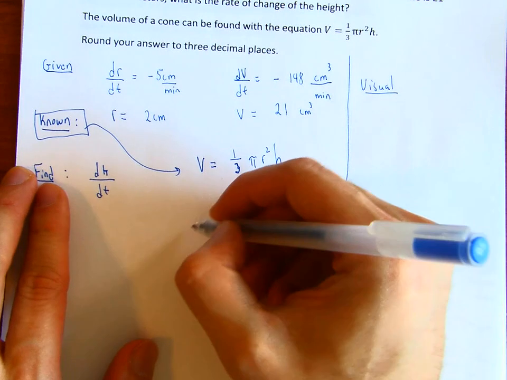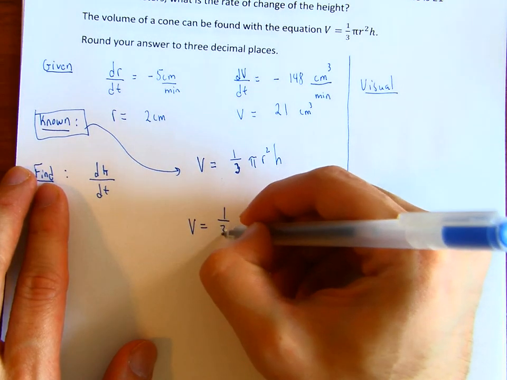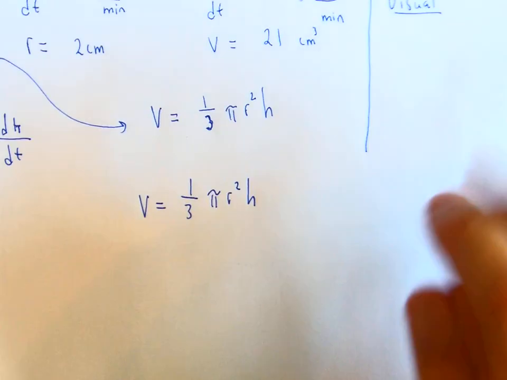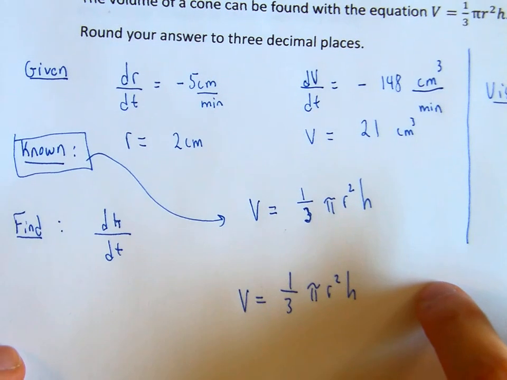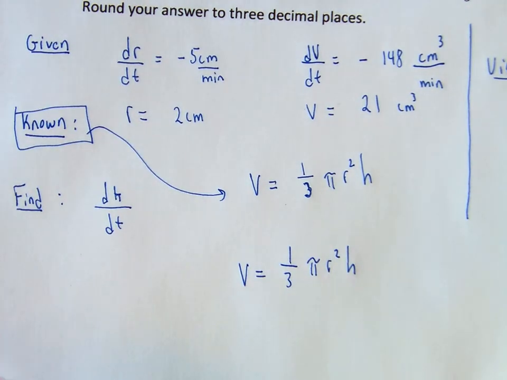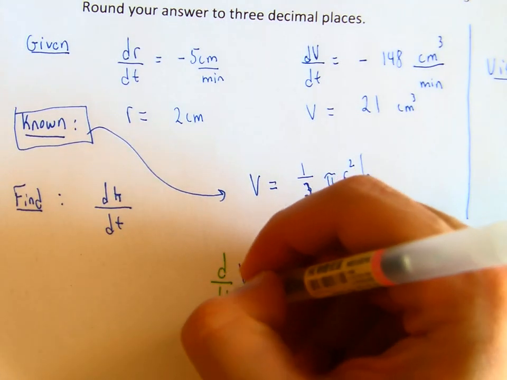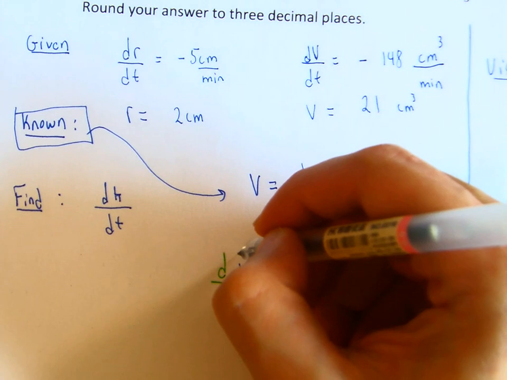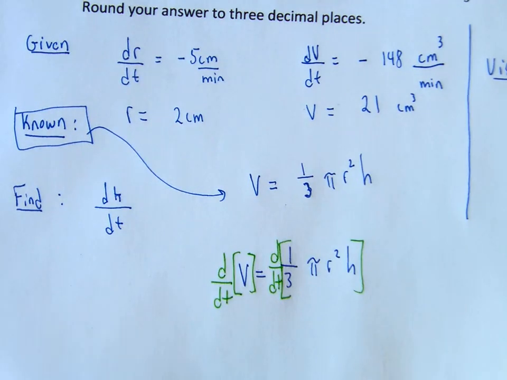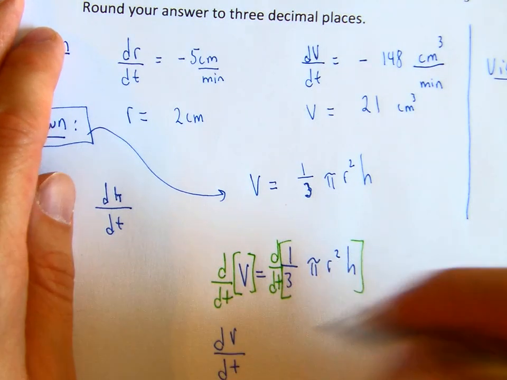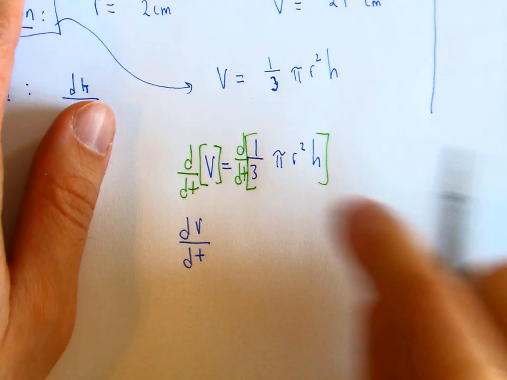Let us take V equals 1/3 pi r squared h. And what are we going to do? We're going to take the derivative of both sides with respect to t. So let's do that. Here we'll do it in this color. We're going to take d/dt on both sides. d/dt on both sides. Okay. Now here, let's see what's going on. This just becomes dV/dt. Okay. Now what happens over here?